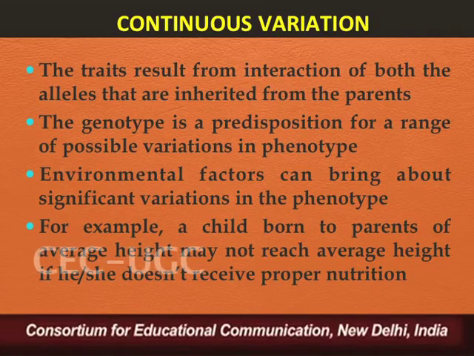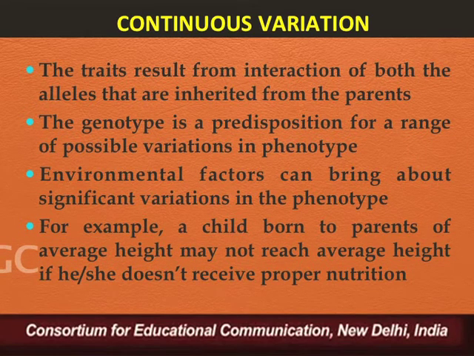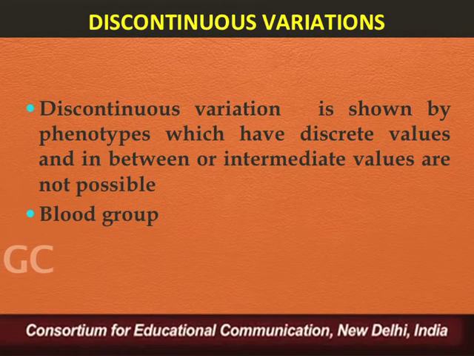Now, these continuous traits of course result from the interaction of the alleles which individuals have inherited from the parents. The genotype predisposes the individual to show a particular phenotype, but environmental factors also play a part here. Apart from environmental factors, there are other factors like epigenetic effects and epistatic effects which also play a part.